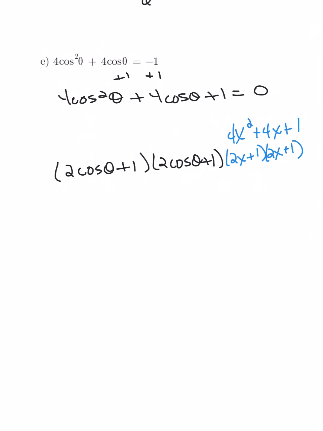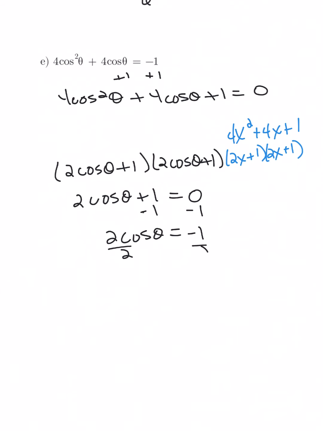Well, that's the same thing. There's no need for us to write it down 2 times and solve it, so we're just going to use one of them. 2 cosine theta plus 1 equals 0. First thing we're going to do is subtract the 1, and we get 2 cosine theta equals negative 1. Divide both sides by 2. We get cosine theta equals negative 1/2.